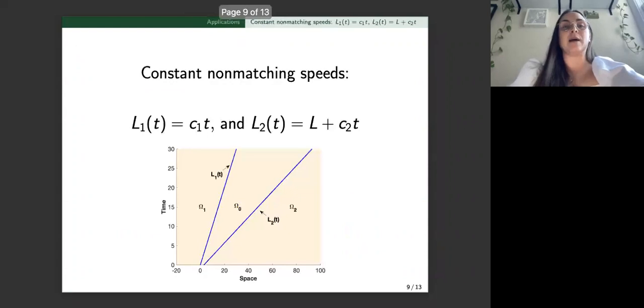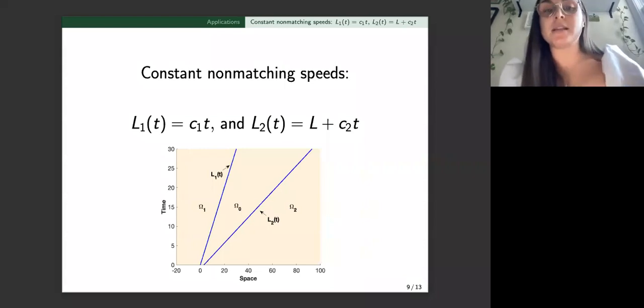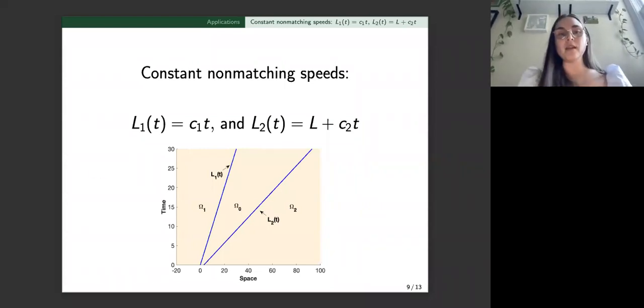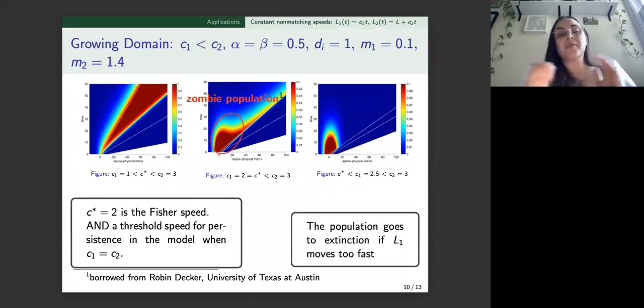So now I'm going to move to application. I'm going to look at the application of the constant non-matching speeds. So I'm going to look at a growing domain. I have L1 moving at C1t, where the speed is C1, and L2 moving at L plus C2t, where the speed is C2, and C2 is bigger than C1. I'm going to look at the effect of the trailing edge, that's L1, and the speed of the trailing edge on persistence and extinction outcomes.